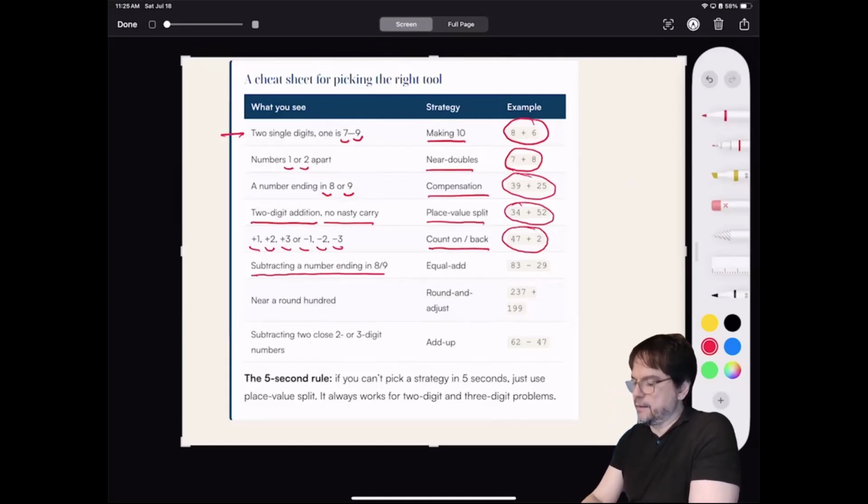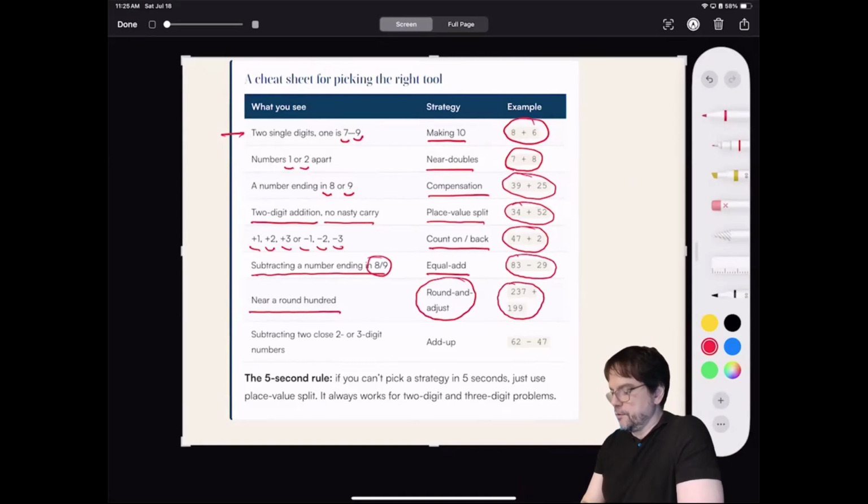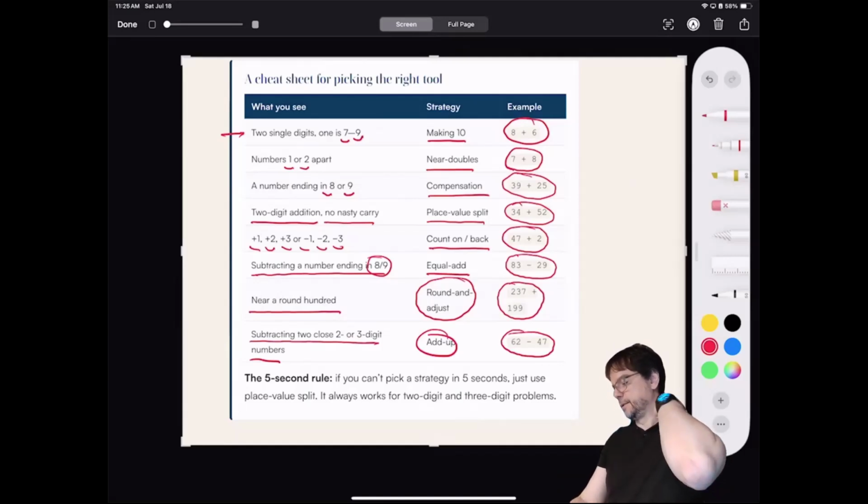Subtracting a number ending in 8 or 9, equal add, for example 83 minus 29, the same distance. Near 100, round and adjust, for example 237 plus 199. Subtracting 2 or 3-digit numbers that are close, add up, for example 62 minus 47. Is that okay?